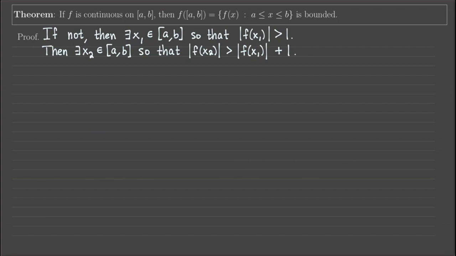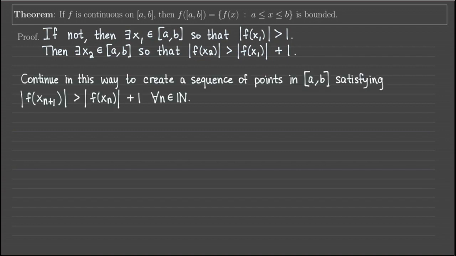I get two nice things from this choice of x2. One is that my output size is growing, and two, implicit in here is the fact that x1 is not equal to x2. So I'm choosing distinct points, right, because x1 can't satisfy this inequality. Now we can keep going in this way. Since our function is unbounded, I could now pick x3 so that the size of f of x3 is greater than the size of f of x2 plus 1, because if I couldn't do that, again, our function would be bounded. So what we have now is a sequence of different points.